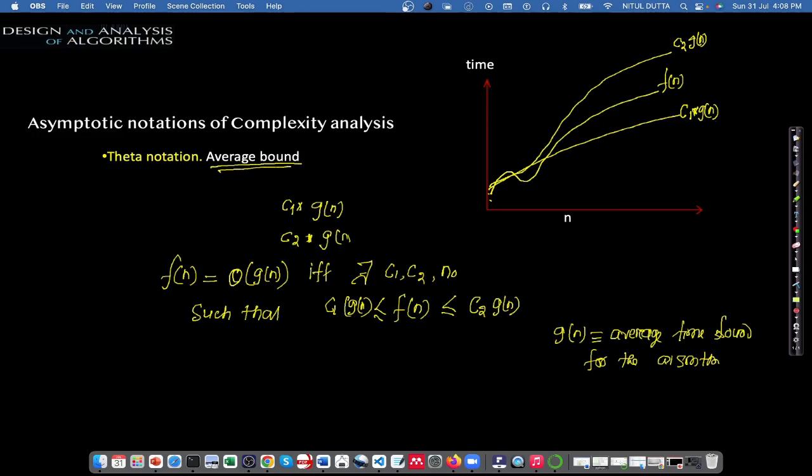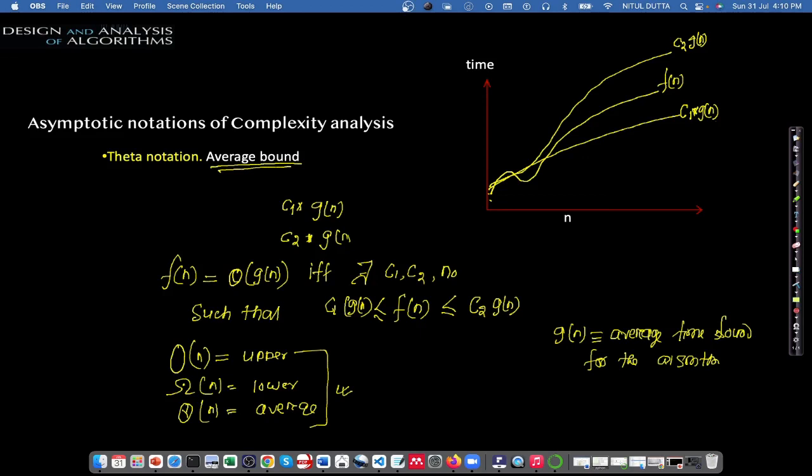So these are three notations. Big O notation, which gives us the upper bound of time. Omega notation, which gives the lower bound. And the theta notation, which provides the idea of the average time bound of a given algorithm. So these three notations are used to analyze all the algorithms that we use to solve any problem in computation.